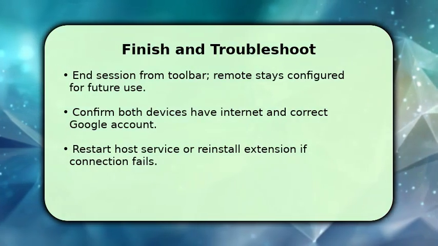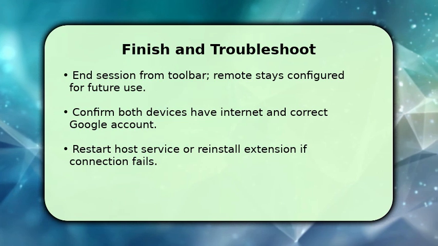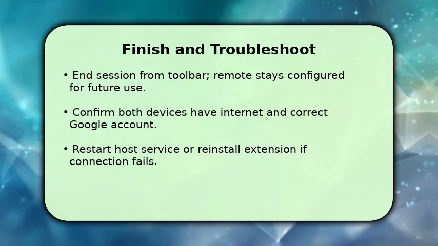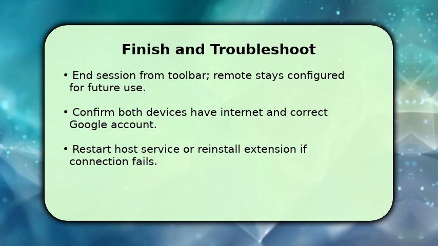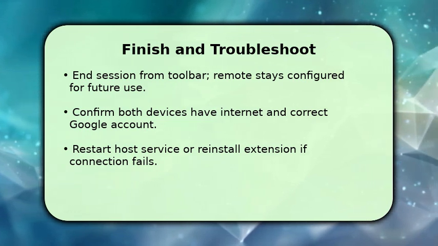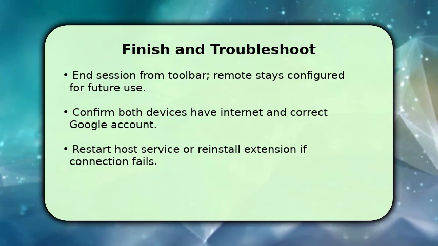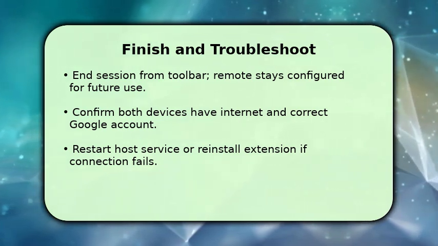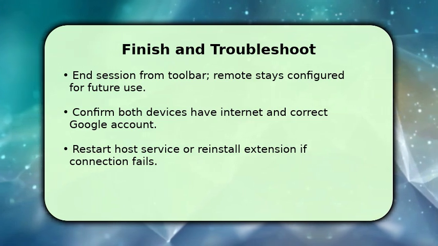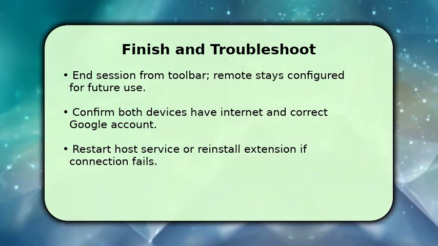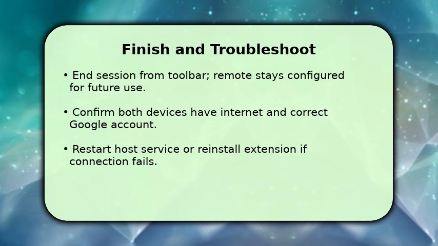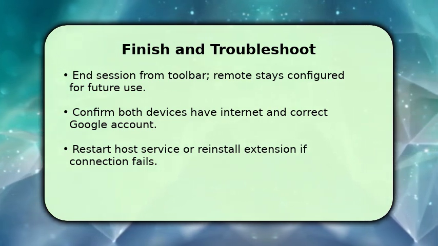If you can't see the host, first ensure both devices are online and signed into the same Google account, then check that the host's Chrome Remote Desktop service is running. If issues persist, restart the host computer, disable VPNs briefly, or reinstall the Chrome Remote Desktop app. This often clears permission or service errors. One quick troubleshooting tip: restart the Chrome Remote Desktop.